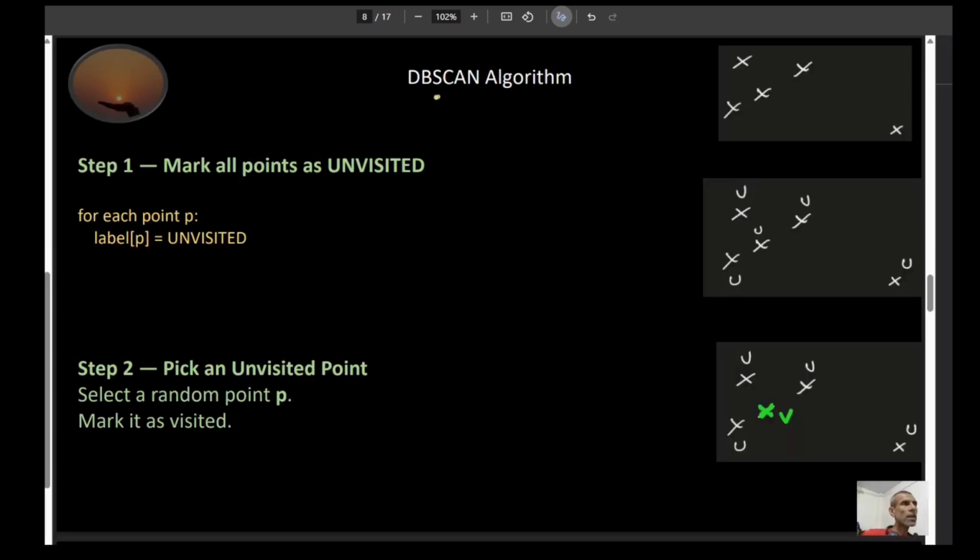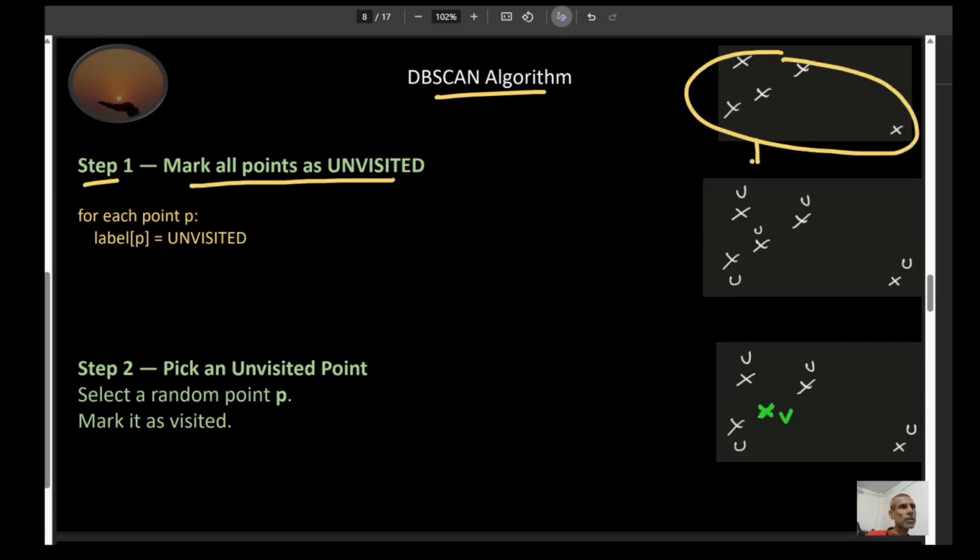So the DBSCAN algorithm. Step one. First, you want to mark all the points as unvisited. Suppose I start with these points. This is my original data set. So from here, you come over here. You mark every single point as unvisited. So that means unvisited, unvisited, unvisited, and unvisited. Step two, now you randomly pick an unvisited point. Suppose I pick this point right here. This is my random point I picked as an unvisited point. We are going to mark this as visited. So I'll put V right here.